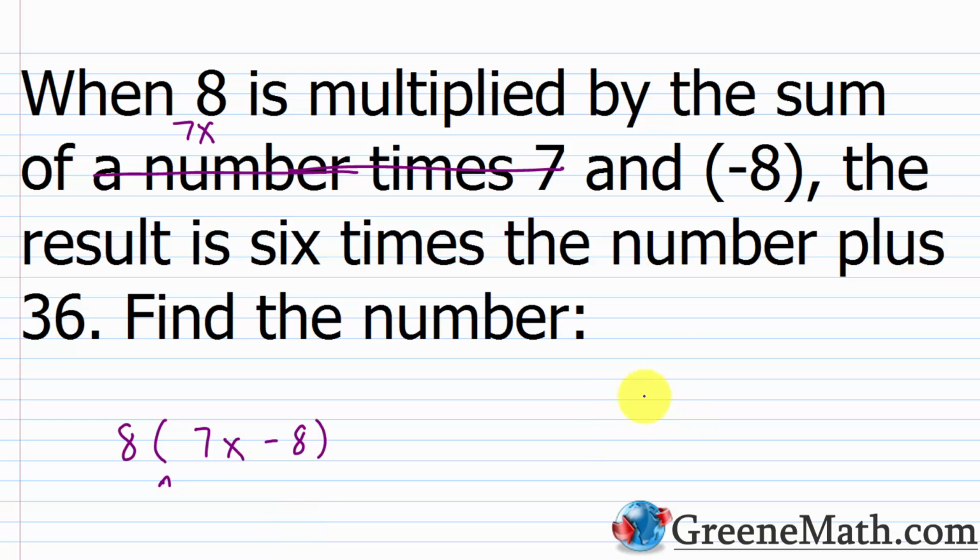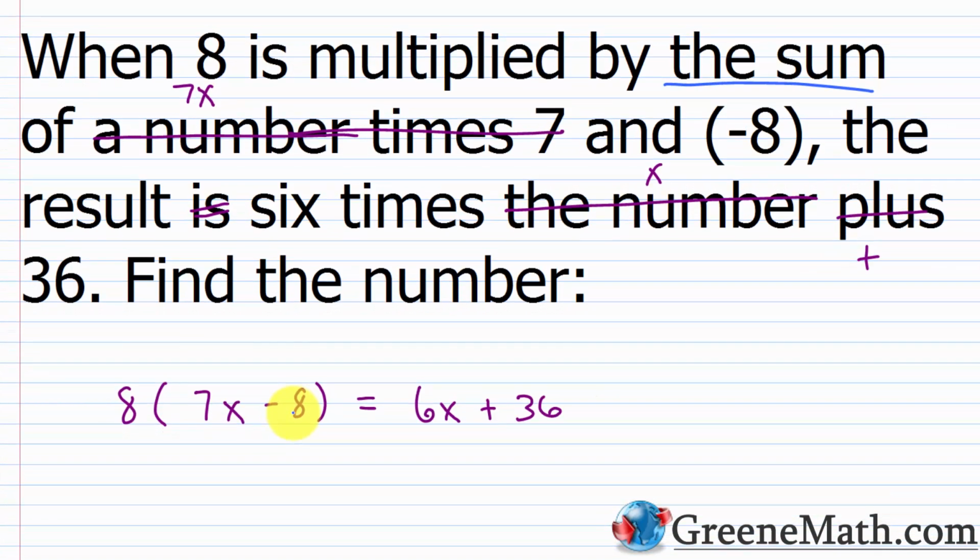All right, so once we get past that, we say the result is, so that means equals. And then we have 6 times the number. We represented the number or a number with x. So we have 6 times x, which is 6x, then plus 36. So again, once you start doing this enough, you'll recognize what's going on, and you'll be able to translate these very quickly. The key trap here would not be putting parentheses around the sum of 7x and negative 8, right? So 7x minus 8.